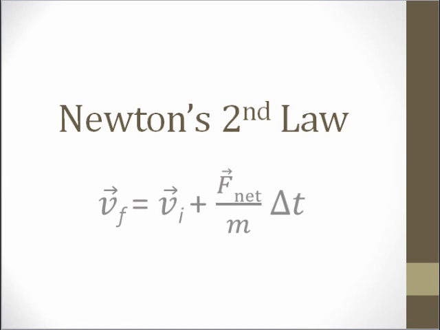In this lab, we're looking into Newton's second law, which is shown here. This shows that the final velocity of an object can be found by looking at its initial velocity and adding the acceleration, which is just the total of all forces acting on the object divided by its mass. And then we multiply that by the change in time.